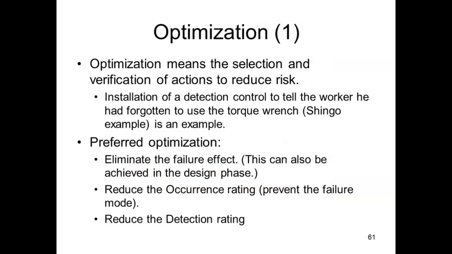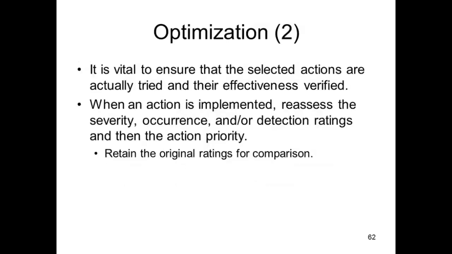Shigeo says they installed the detection control to tell the worker he forgot to use the torque wrench. The preferred order of optimization is to eliminate the failure effect, reduce the occurrence rating, and finally reduce the detection rating. Remember, occurrence equals 1 will actually give us a low action priority even for 10 severity and 10 detection, because occurrence of 1 means it can't happen. We have to ensure that we try the actions and verify their effectiveness. When the action's implemented, reassess the ratings and retain the original ratings for comparison.